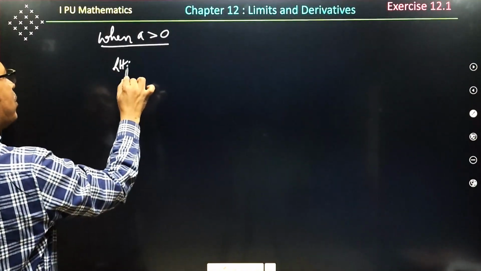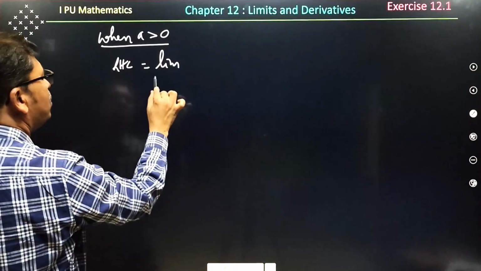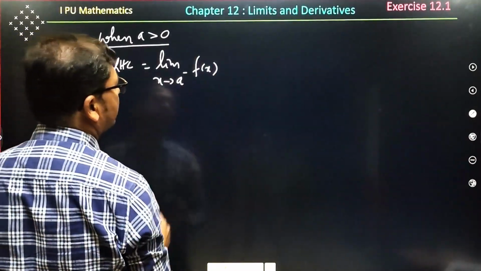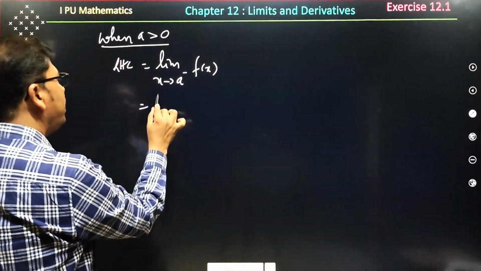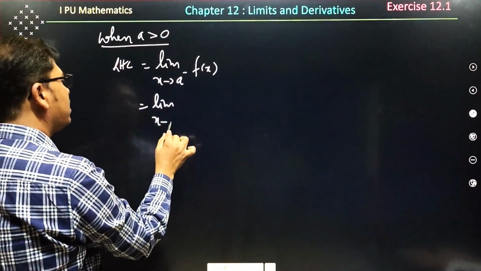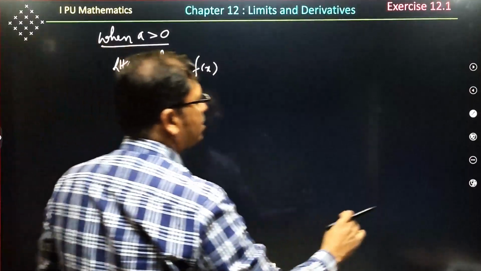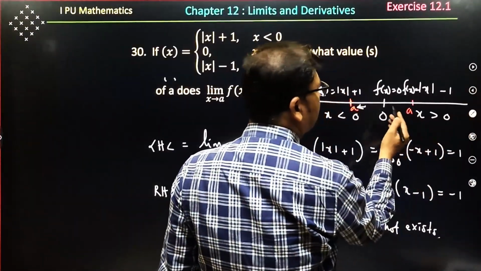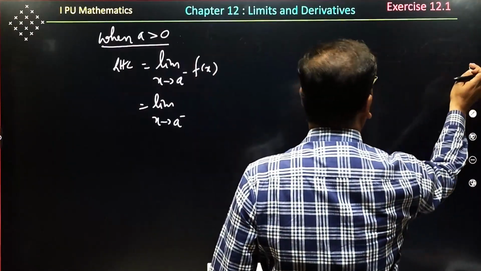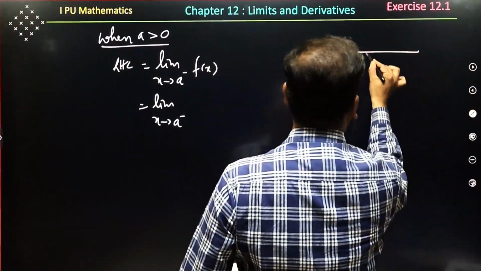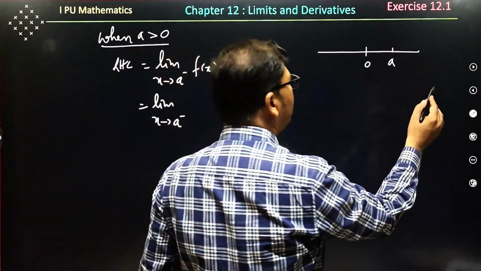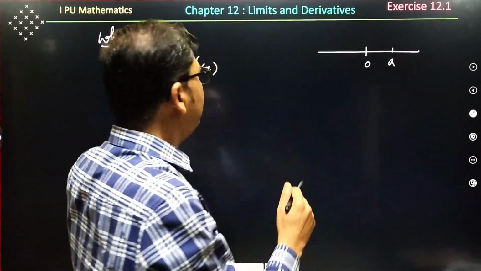Left hand limit is equal to limit x tends to a minus of f(x). Here you have taken a minus. Please concentrate here. That a is taken here. Let me draw and explain. See, what have we taken here? This is 0. Here you have taken a. A is greater than 0.